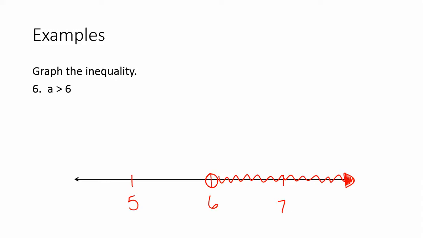Another thing you can think about, as long as your variable is on the left, if you look at this inequality symbol and kind of treat it like an arrowhead, you can see that it's pointing to the right, and we also shaded to the right. So as long as your variable is on the left, you can look at the inequality symbol to help tell you which direction to shade. And that's it. That's how you graph an inequality.